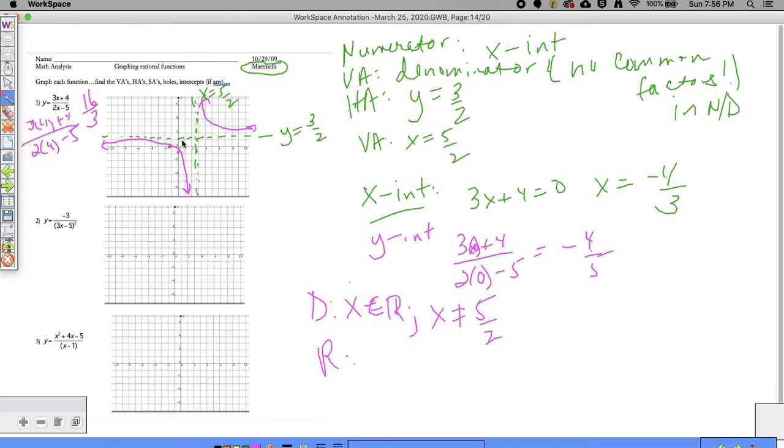And your range, again, everybody's trying to approach three halves, but it never gets there. So your range is going to be all real numbers, but y cannot equal three halves. So when you're doing this, I want you to keep in mind these kinds of things that we're talking about.